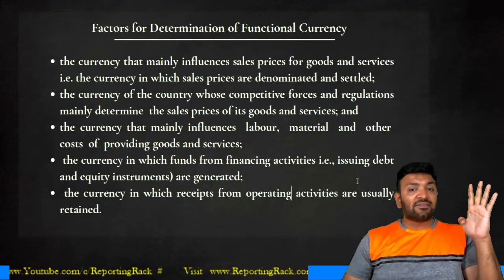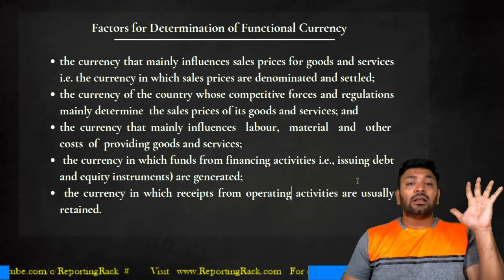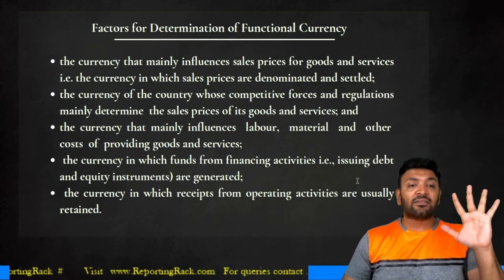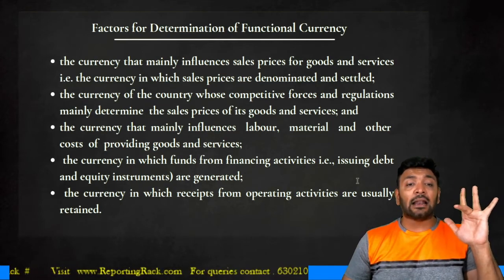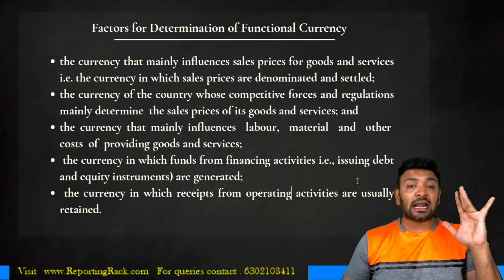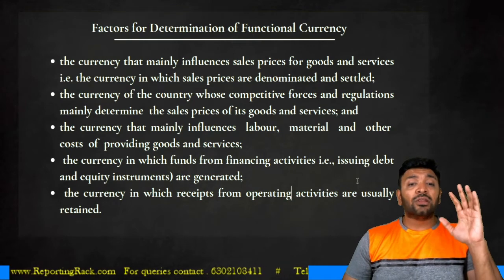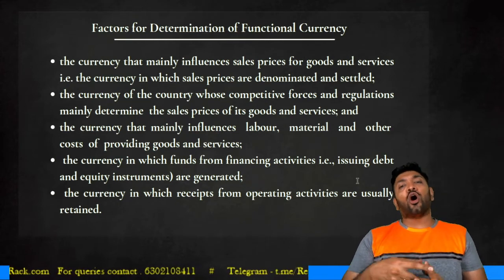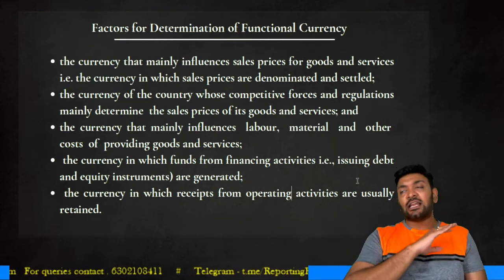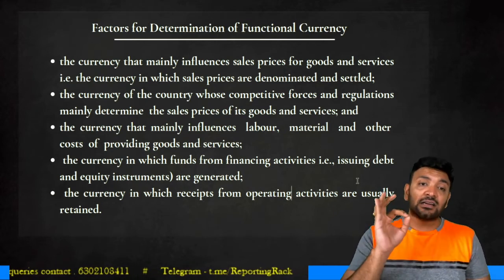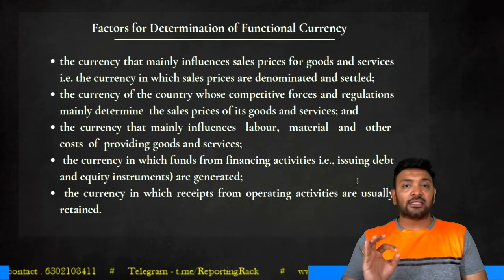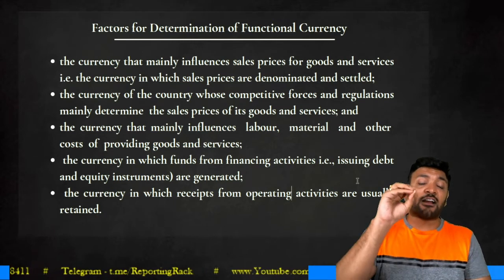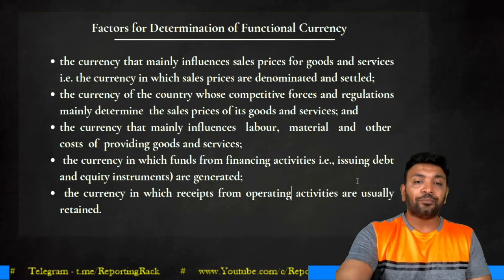Five things. The currency which influences the sale price of the good. Number two, the currency of the country whose competitive forces and regulations determine the sale price of the good or a service. The currency which influences labor, material, and other costs. The currency in which funds from financing activities are generated, and the currency in which the receipts from operating activities are generally retained. Clear? Now, should all the conditions be satisfied to determine functional currency? Not necessary. If substantial factors are satisfied, you can determine functional currency. The functional currency of an enterprise is determined based on substantial satisfaction of the factors considered for determination. Clear?